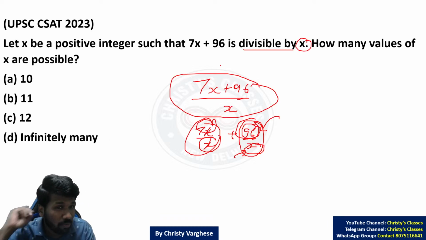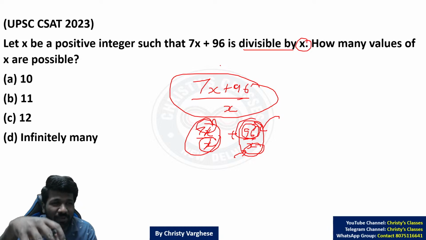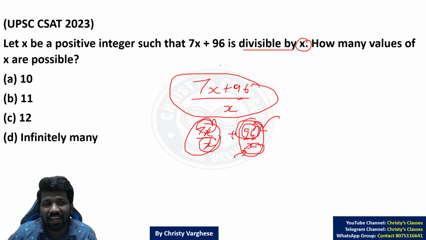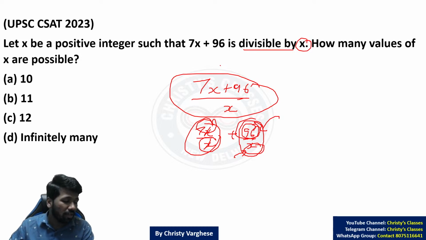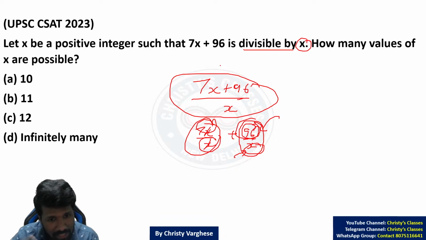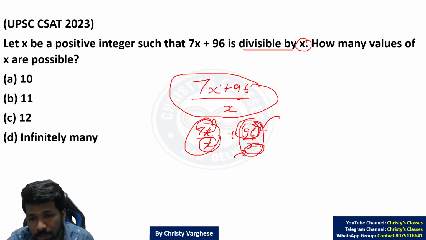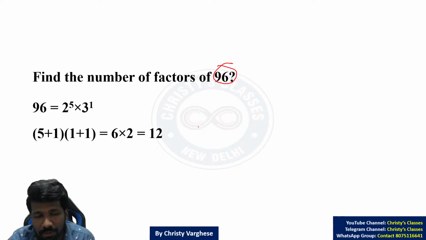Look how they have twisted that concept into a question. When you read it first, you will not understand this is a number of factors question. Latest question in the UPSC CSAT, and this can be asked for other exams also. So 96 divisible by x. So what all are the factors of 96? We don't want to write all those because that is time consuming.